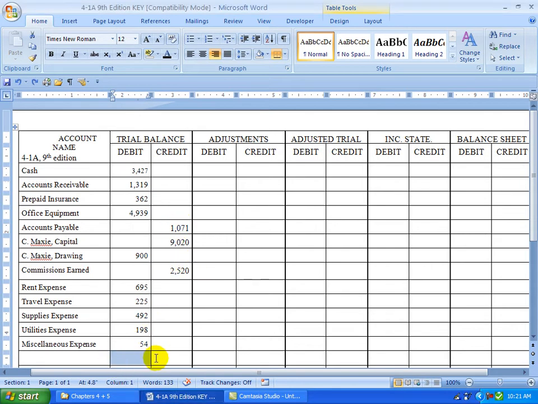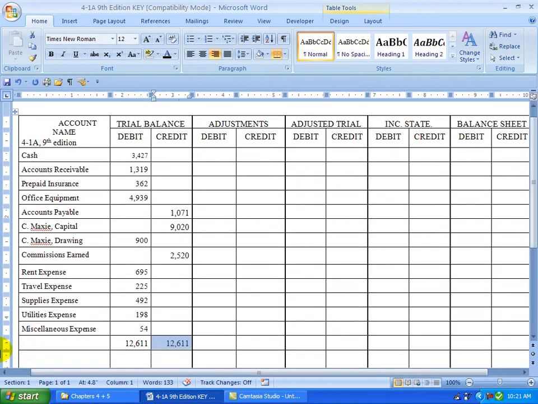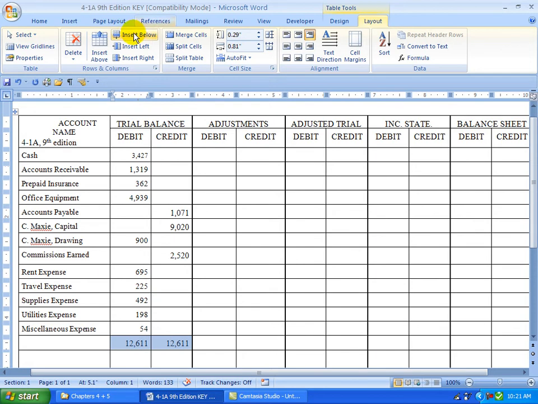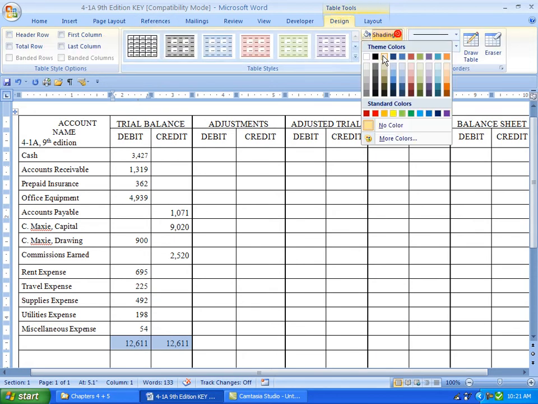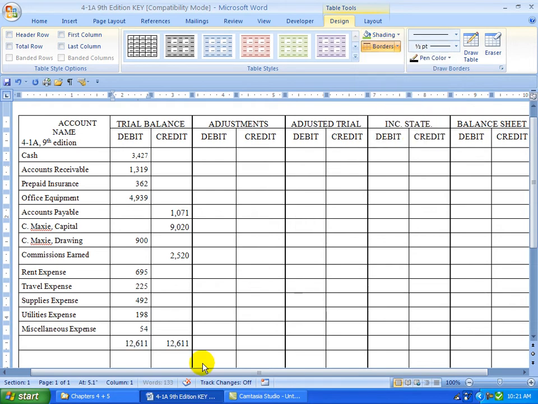When you do that, you want your debit column to equal your credit column. Also, once you get done with this and get your total, I'm just going to put a different fill here to show that you would want to have a single line above these totals and a double line underneath. Okay, now we're looking at the instructions.